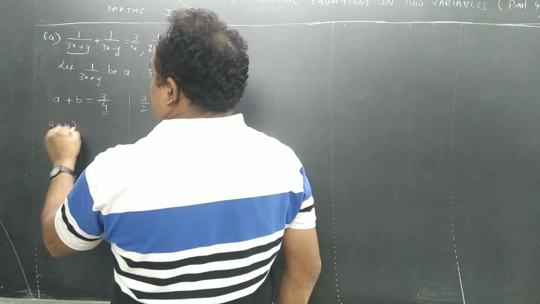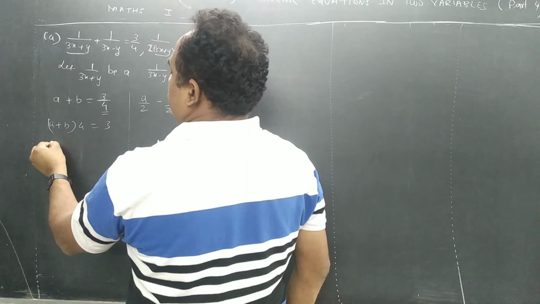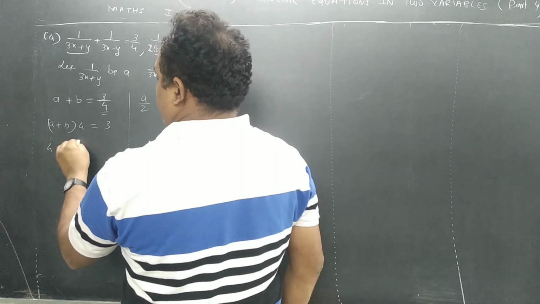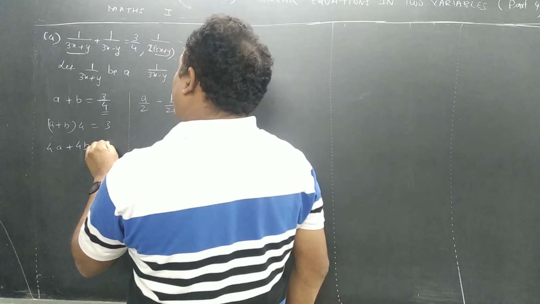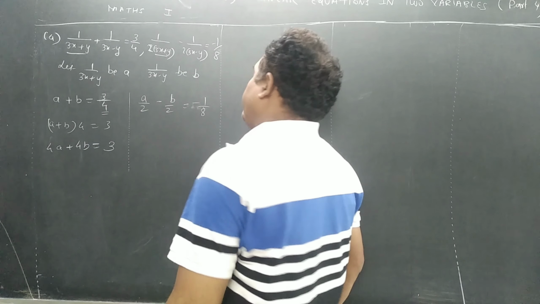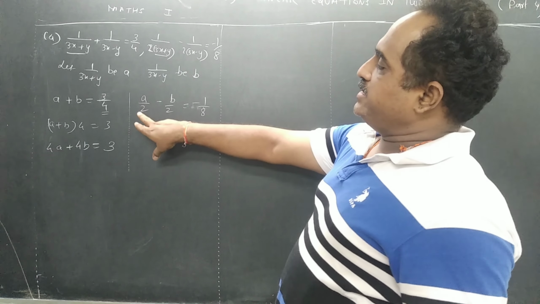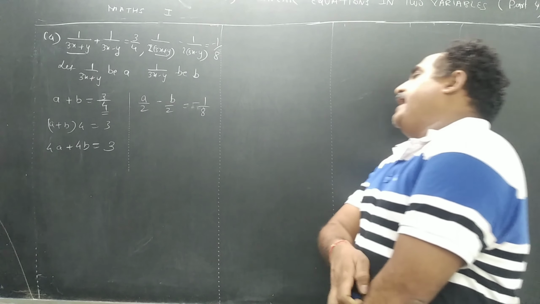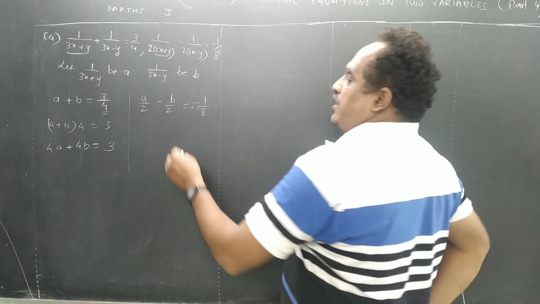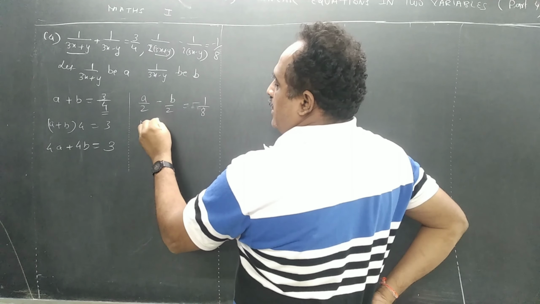A plus B into 4 is equal to 3. So what am I getting? 4A plus 4B is equal to 3. Here the denominators are 2, 2 and 8. The LCM of 2, 2 and 8 is 8 only. So I will do one thing.